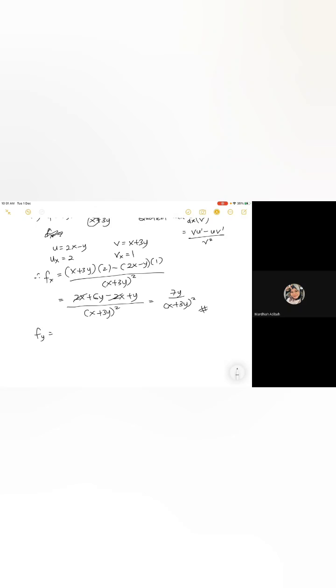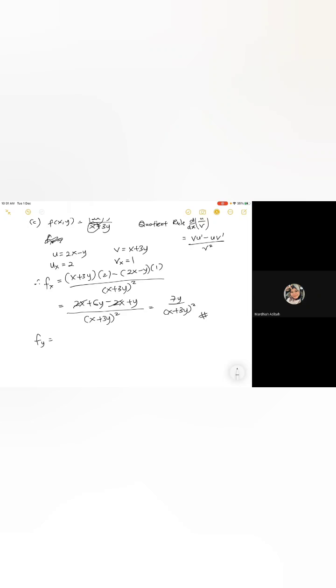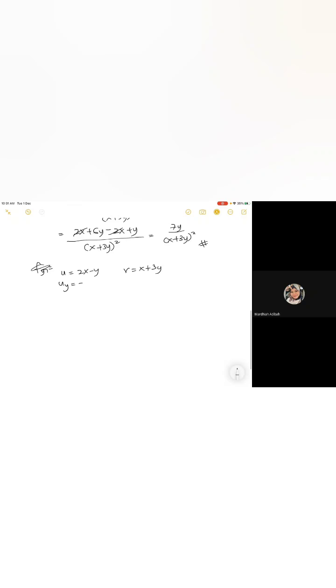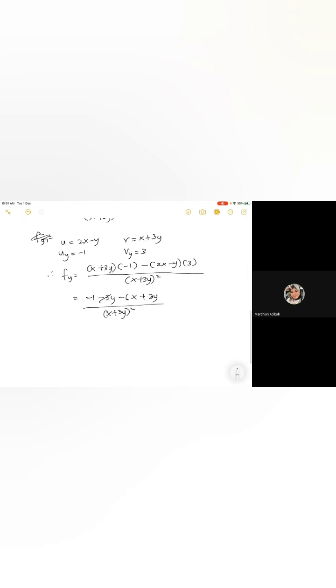Okay, the same for f_y. However, now you have to find u_y and v_y. So the 2x will be 0, u_y is negative 1, v_y is 3. v u prime, (x plus 3y) times negative 1, minus u v prime, over v squared, which gives negative 7x over (x plus 3y) squared.